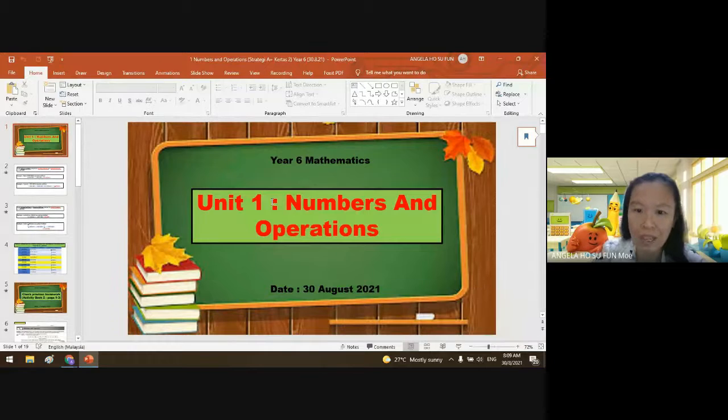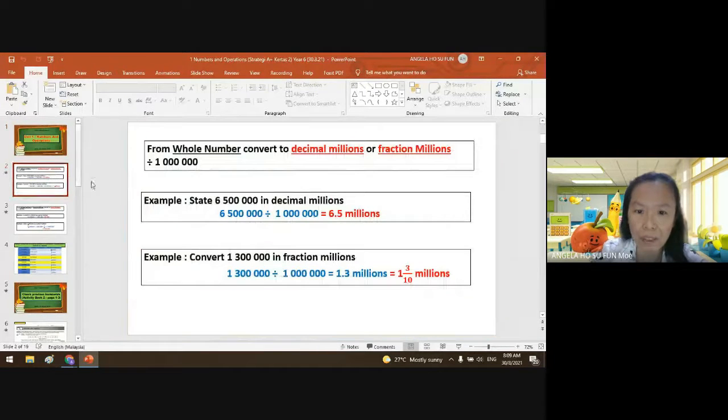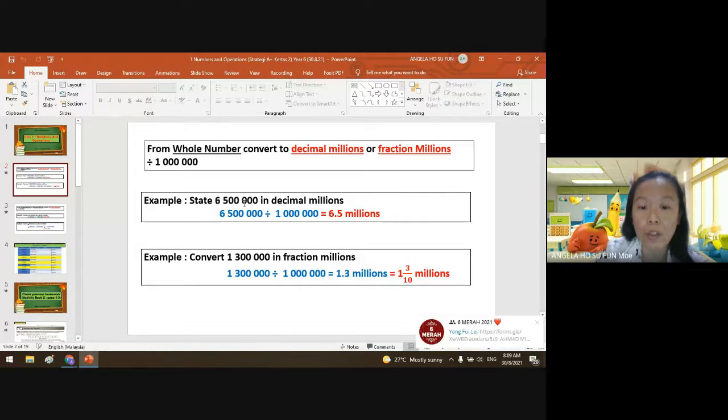Now before we start that, have a look at this. This is something new that we need to know, right? If you have a whole number and you want to convert it to a decimal million or a fraction of a million, you need to divide by 1 million. For example, state 6,500,000 in decimal millions. You write down the number and then divide by 1 million.